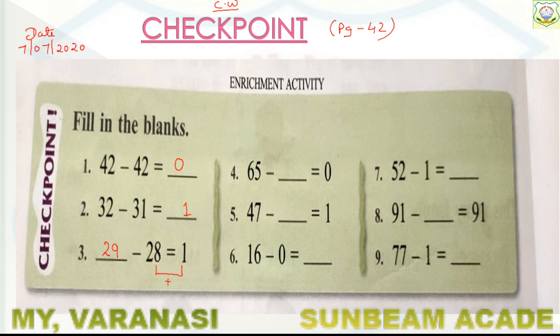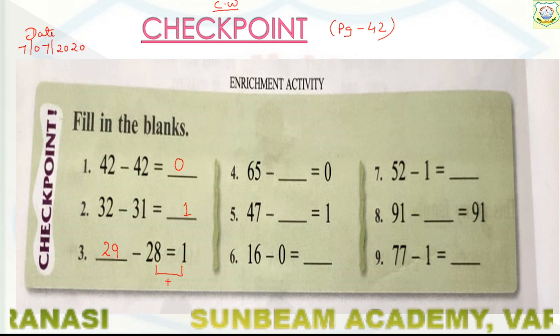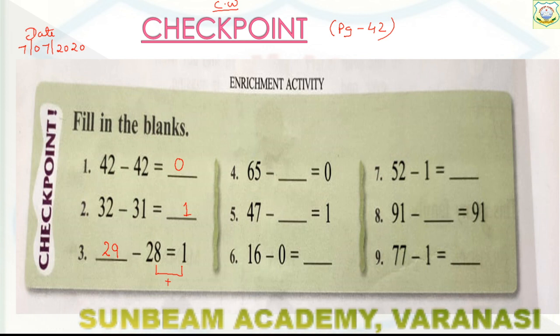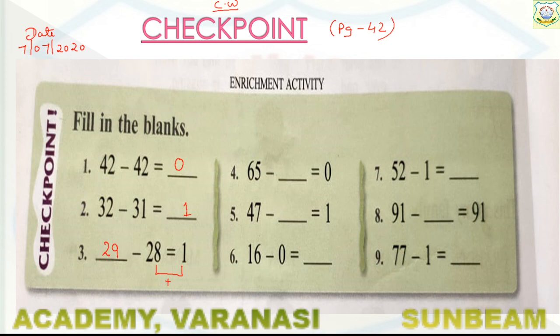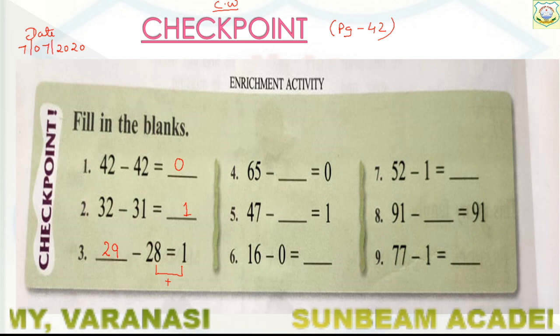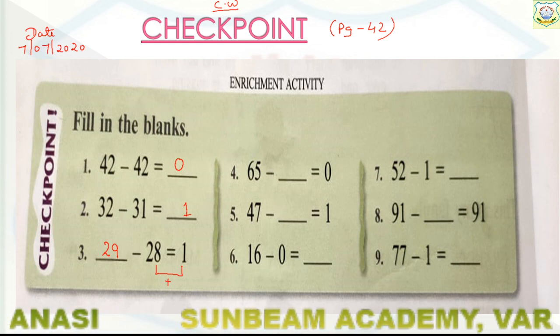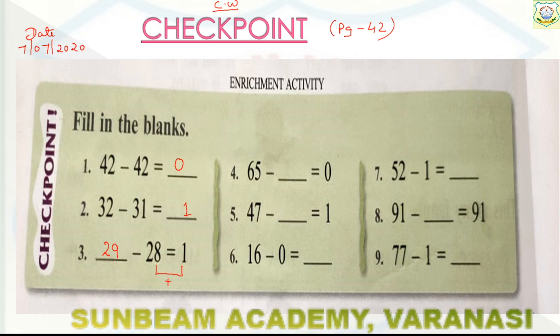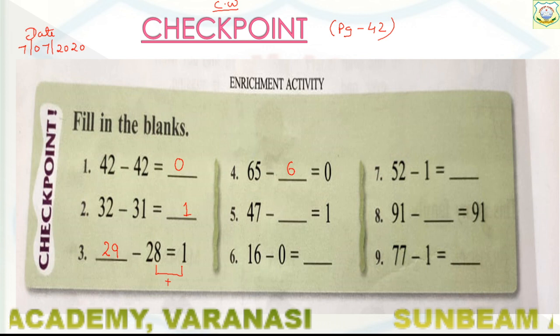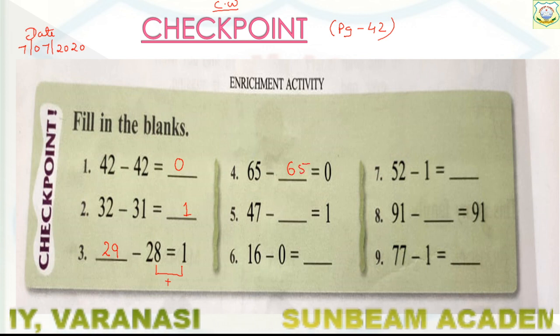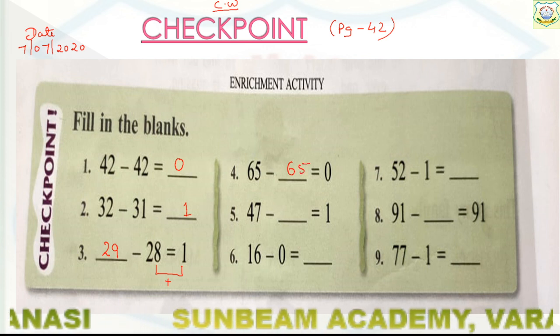Done? Okay. Now, next is 65 minus dash equals to 0. What we have to minus to get 0? Yes, we have to write the same number. That is 65. Correct. Write down.